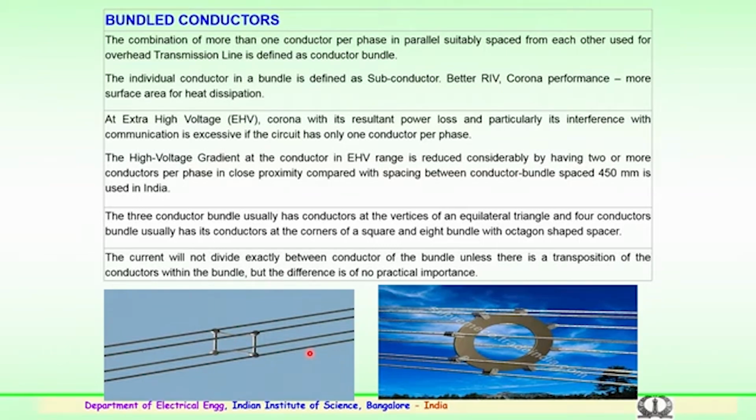with a 450 mm gap between each conductor, and this is also done for 8 conductors. You can see here a conductor spacing of 450 mm with an octagonal type of spacer mounted to support the 8 conductor bundle. The current will not divide exactly between the conductors of the bundle unless there is a transposition of the conductors within the bundle, but this difference is not of much practical relevance. So, it is not an important point to be considered.